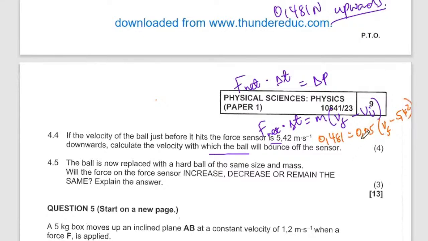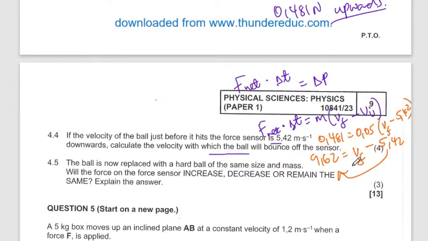I'll start by dividing both sides by 0.05. So 0.481 divided by 0.05, I'm getting 9.62, which is equal to V final minus 5.14. Then I'll move this 5.14 to that side, which will be 8.